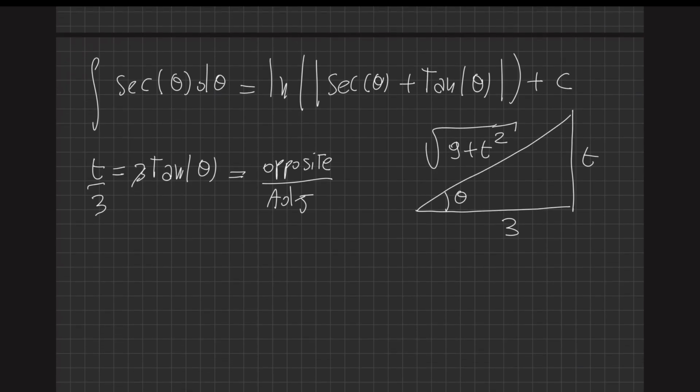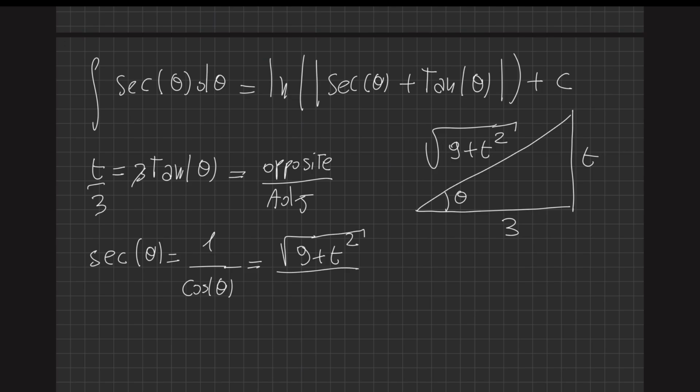And now we have to rewrite the secant using the triangle. So we remember that the secant of theta is equal to 1 over the cosine of theta. And the cosine, we remember the CAH part, is the adjacent over the hypotenuse, which means that the secant is the hypotenuse over the adjacent side, which in this case is the square root of 9 plus t squared divided by 3.